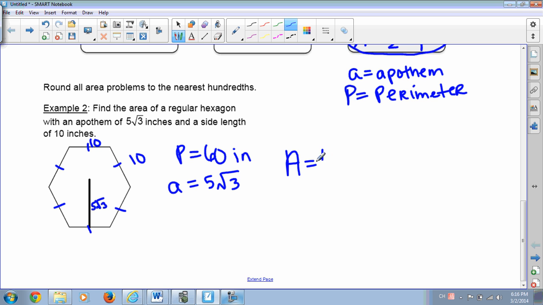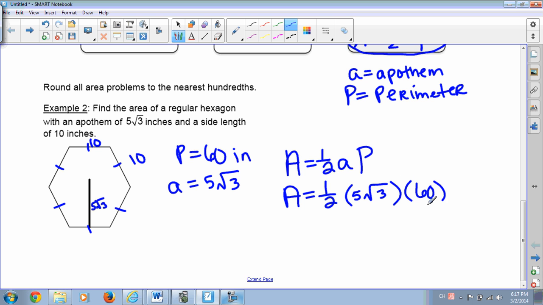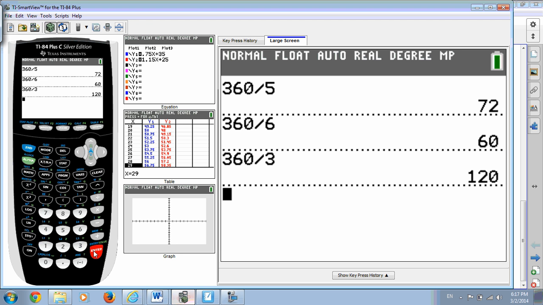Area is equal to 1/2 of the apothem times the perimeter. And then plug in what we've got. 1/2 times the apothem, which is 5 square root of 3, times your perimeter, which is 60. Okay, we can plug all of that into our calculator.